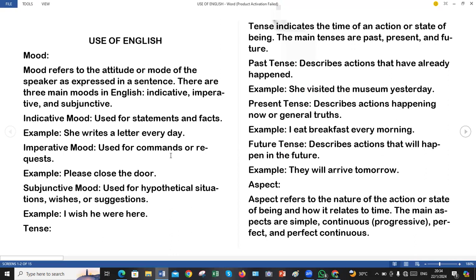All right. So as far as English is concerned, when we say mood, what do we mean by that? Mood refers to the attitude or mode of the speaker as expressed in a sentence. There are three main moods in English: indicative, imperative, and subjunctive. Please, after this class, I'm going to share this content with everyone for us to go through it again.